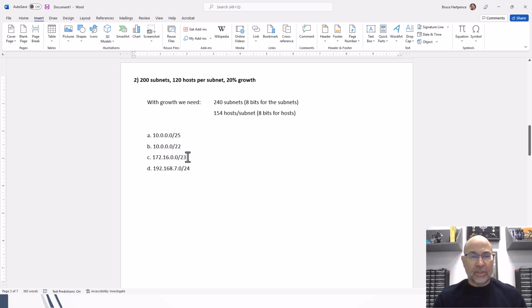This other one down here, slash 23, that looks like it's got enough room for the hosts, but does it have enough room for the subnets? And it turns out it doesn't because it's a class B. And a slash 23 would be 7 bits for subnets. And this bottom one here doesn't make any sense. That's just a classful address space, and that's not even doing subnetting. So the only one answer that works is the 10 net with a slash 22.